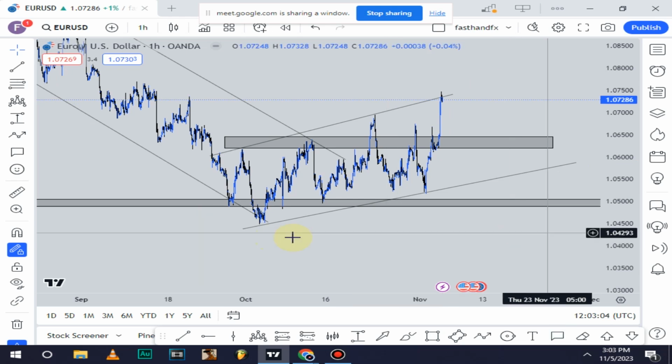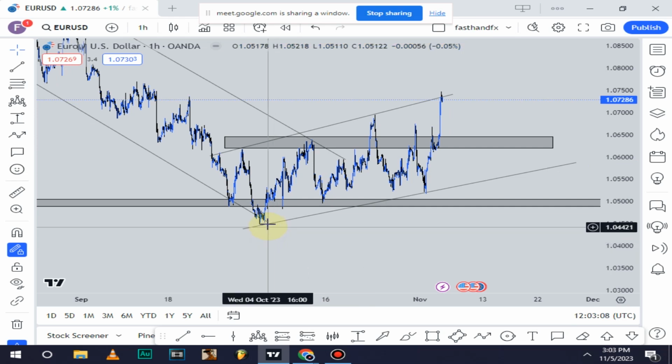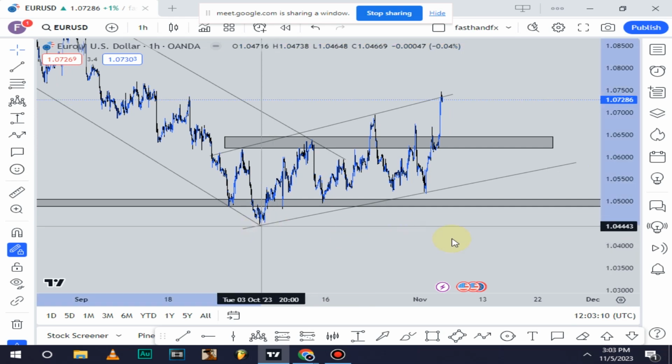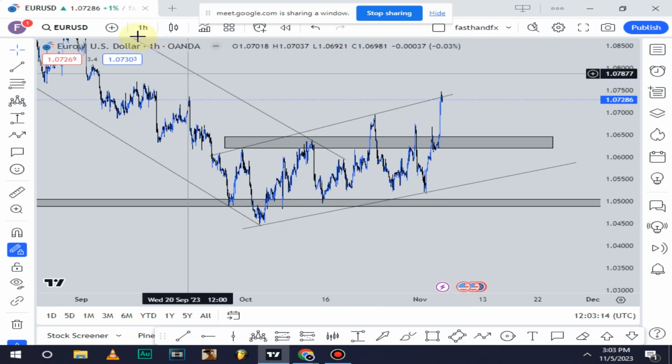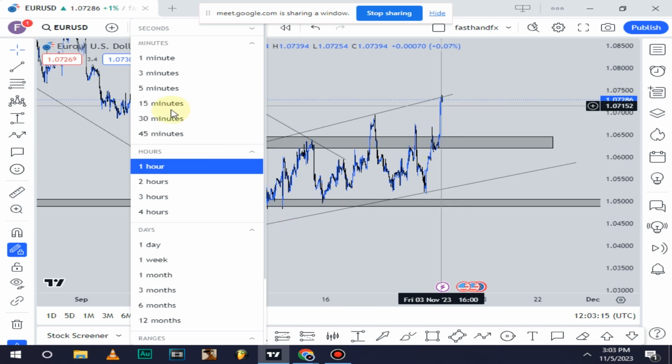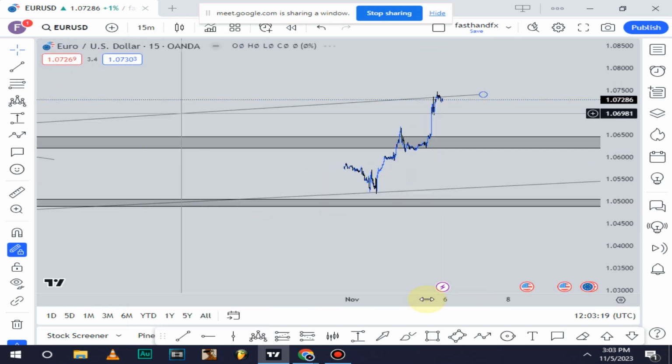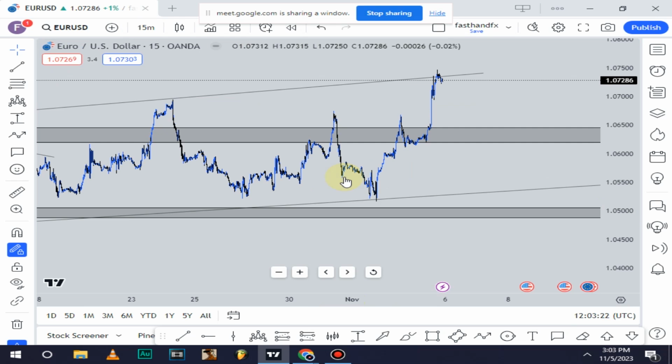Over here, I'm not seeing any reversal pattern yet. So let me see what's happening at the 15. But the market will just drop. This is what I'm seeing at the 15.